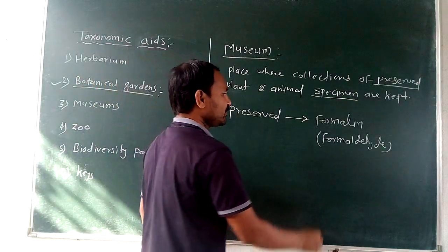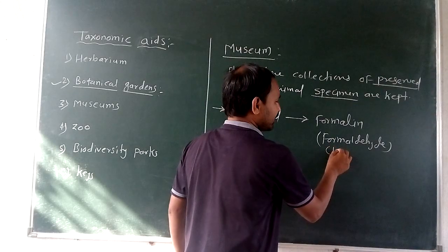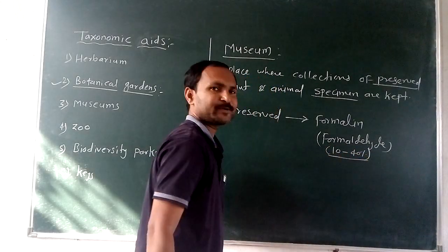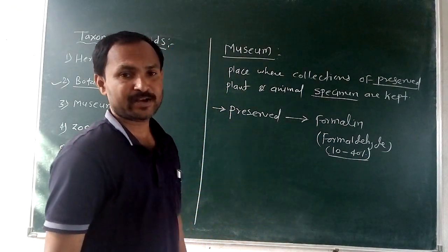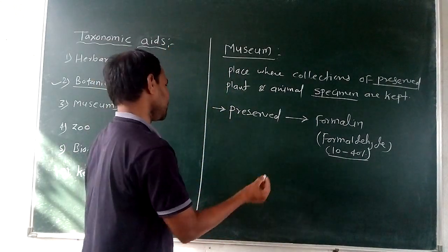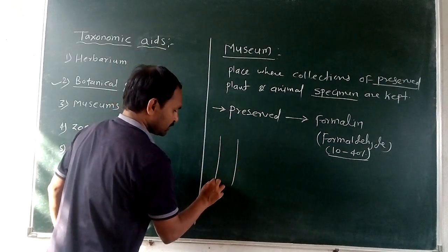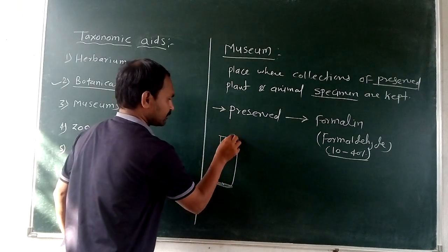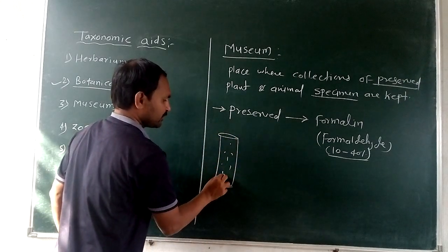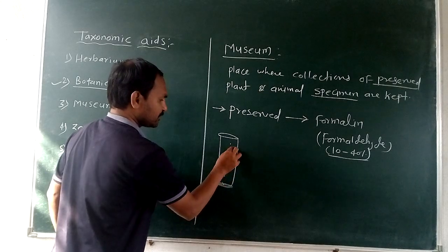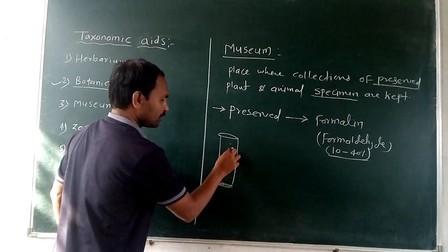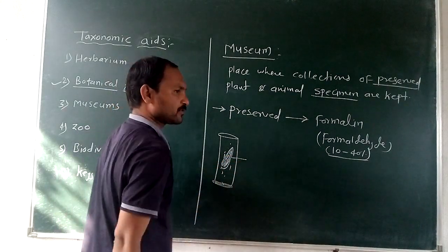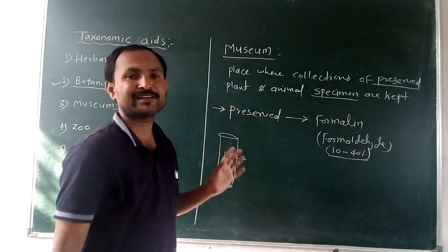Now this formalin that contains formaldehyde, how much formaldehyde is required? 10 to 40%, and we can preserve the plant and animal specimen in transparent jars. Suppose this is the jar, and this jar has the formalin. In that formalin, any plant material can be put in that jar, and that is called the specimen. We can study it in our lab.